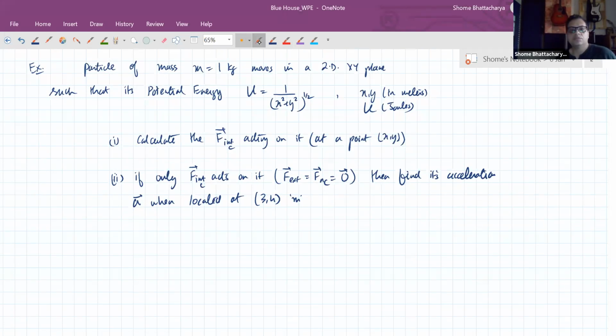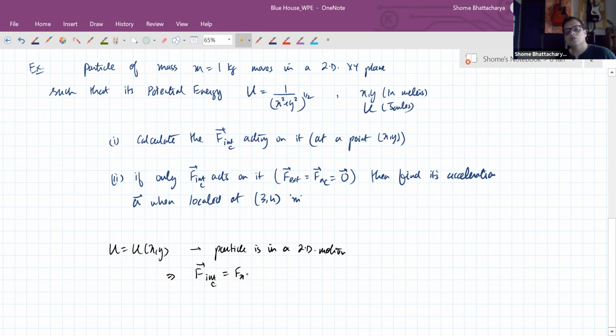To begin with, the concept you will use here is that the potential energy is a function of x, y, because the particle is in two-dimensional motion. That means the internal conservative force will have only two components, Fx, which is minus del u by del x, and Fy, which is minus del u by del y. So use this to find out the force.